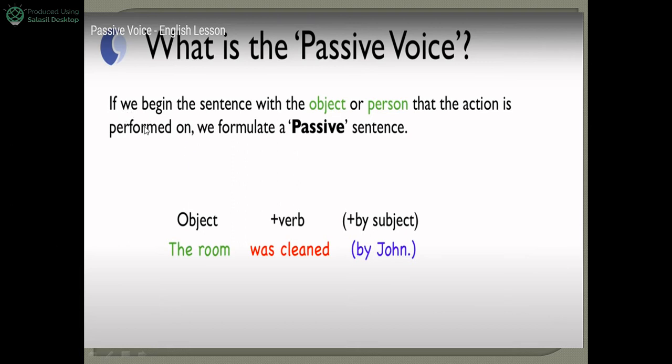Look at this note. If we begin this sentence with the object, or the person that the action is performed on, we formulate a passive sentence. So the first step to change the active sentence into passive is to put the object at the beginning of the sentence, so that it will become: the room was cleaned. If we want to mention the subject, we put it at the end of the sentence, preceded by the preposition by.